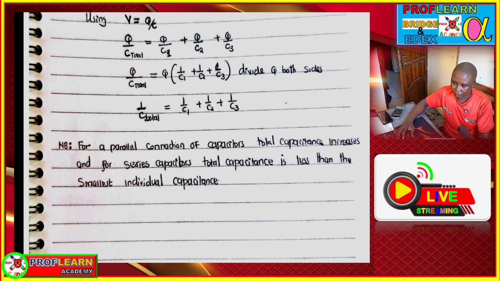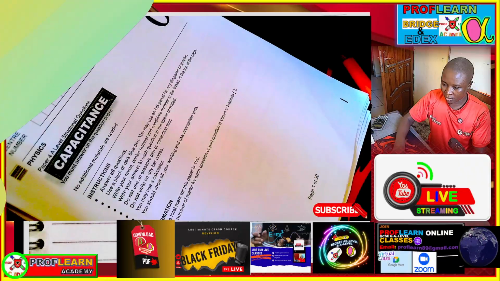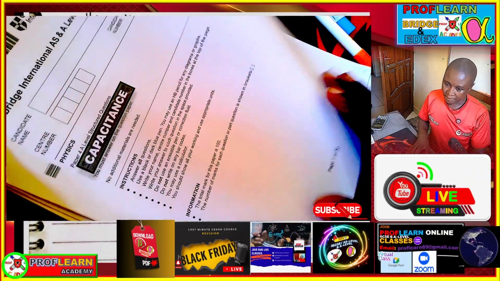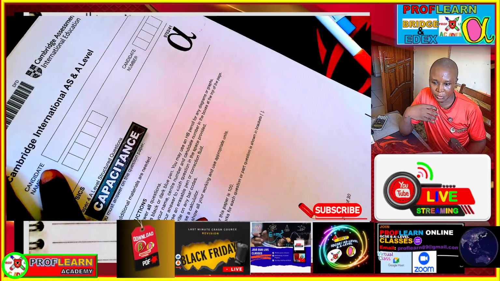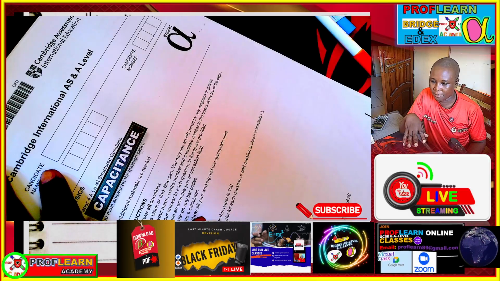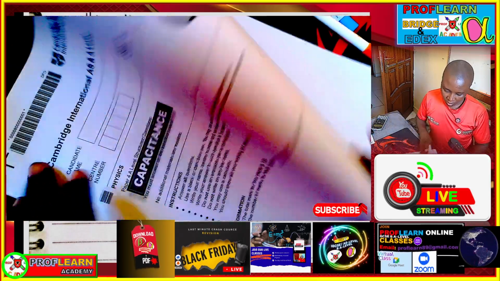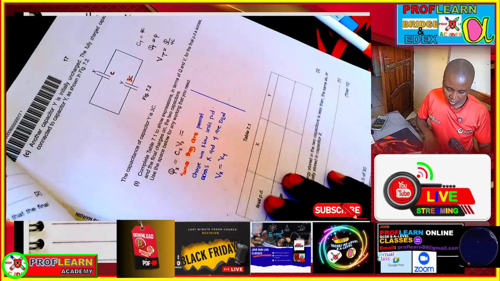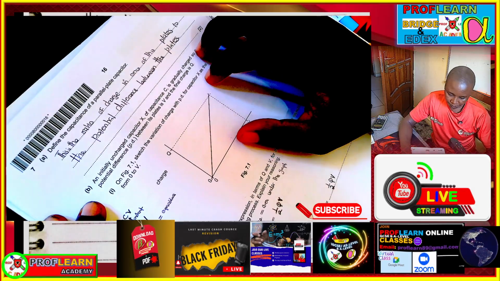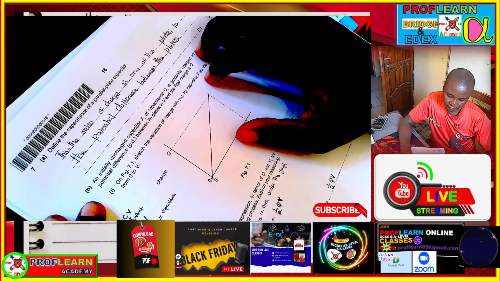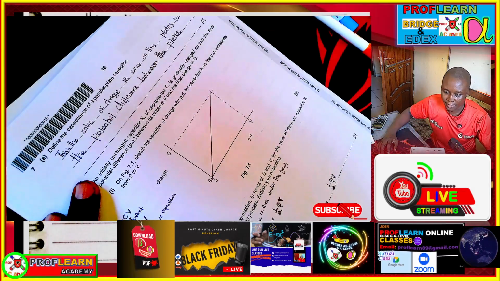So with me here, I have the worksheet which we are going to look at, and this is the worksheet on A-Level Physics Cambridge 9702, different questions that have been asked in previous years. So we are going to look at how you're going to figure the question out. One of the questions that was asked here is the question of defining capacitance.